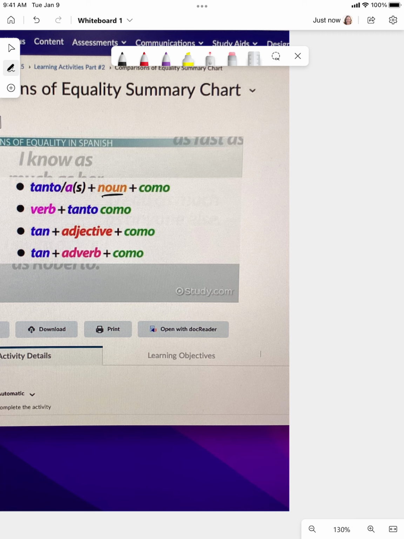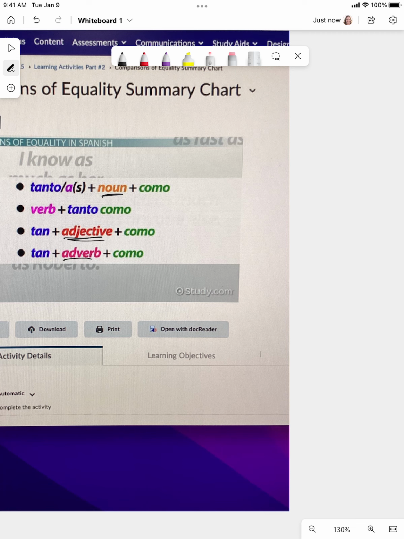I might be comparing how somebody does something. So I run as much as my daughter. I might also be comparing a description of somebody, saying somebody is as pretty as this other person. So Sarah is as pretty as Annabelle.